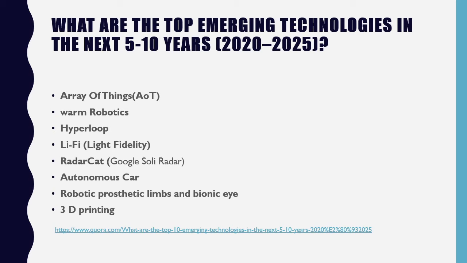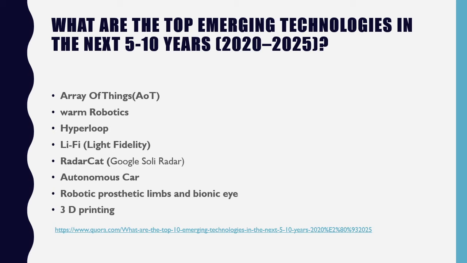I will show some at the end. I can open Google because it is a live stream. I can show the videos. So what I can do, I can show that Google Soli and all, how it will be sensing. So directly I can open the Google site and I can show. Okay. So next one is your autonomous car. I have already said about that. Then robotic and prosthetic limbs and bionic eyes.